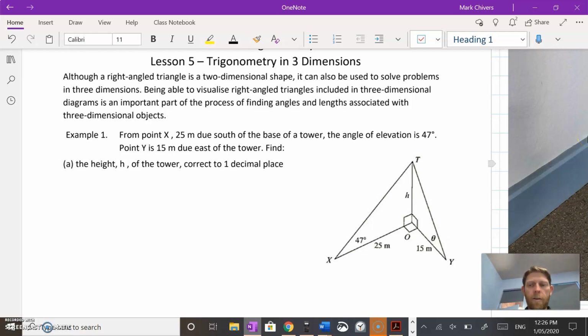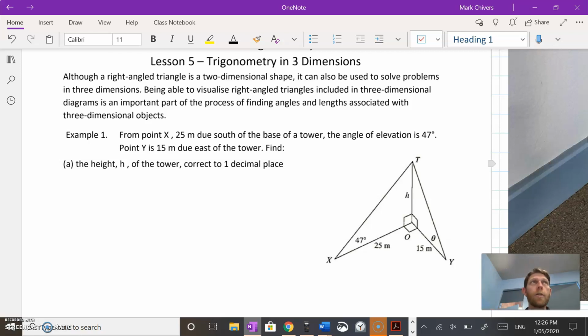Okay, so this next lesson can take a little bit to get your head around, and it's called trigonometry in 3 dimensions. So although right-angle triangles are 2-dimensional shapes, those shapes can be used to solve problems in 3 dimensions, which only really makes sense if you think about it.